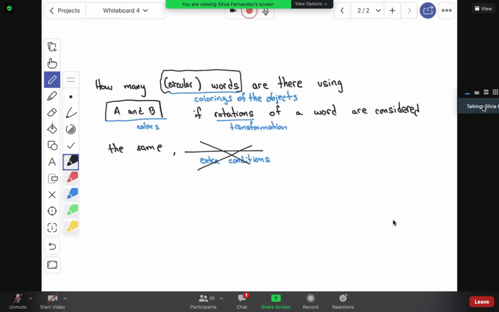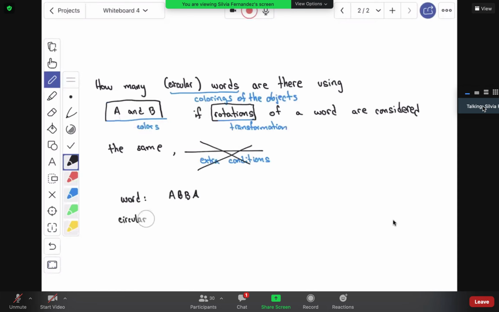So maybe I shouldn't. That's always the context for this second type of problem. But I have words and rotations. Okay, so let me tell you what we mean by this. We're considering words, but I put circular in parentheses because a typical word just by itself, using A's and B's, would look like this, right? So that's just the word.